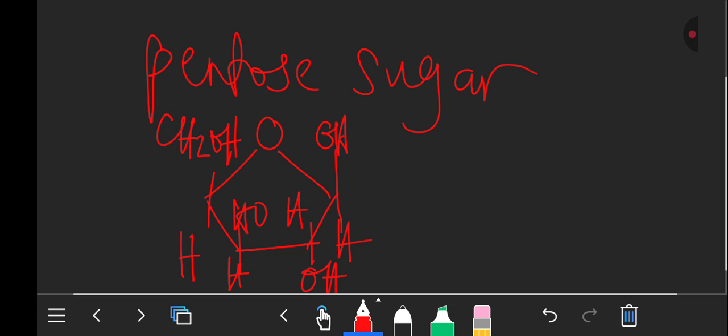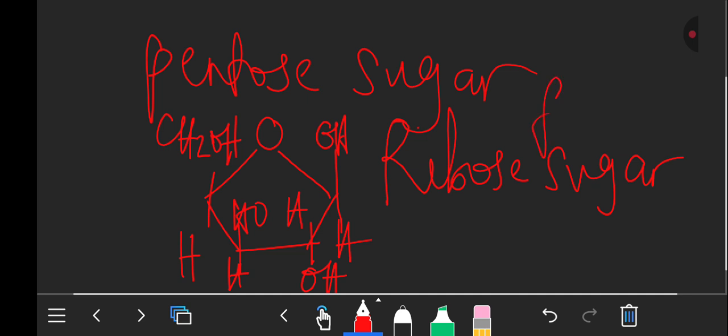This compound which I've drawn here is a ribose. A ribose is a 5-member ring structure. It's a furanose, meaning a 5-member ring structure. It is called a ribose because all the oxygens are maintained in this ring structure.